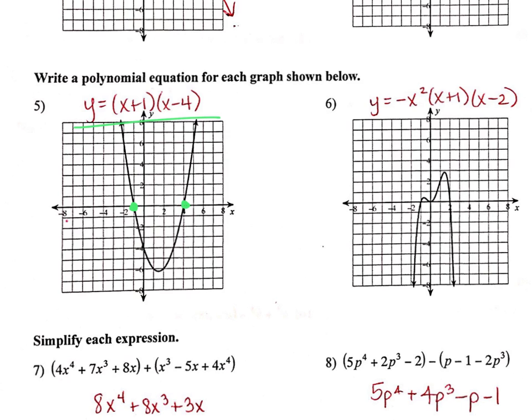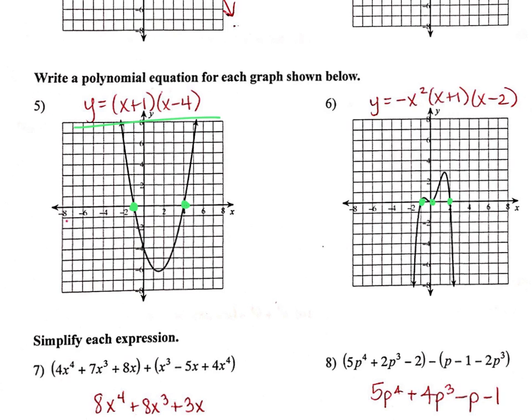Question 6 is very similar. So the first thing I'm going to do is mark my roots. All right, this root right here is -1. That gives me the x plus 1. Positive 2 gives me x minus 2. Remember, 0 looks like an x.